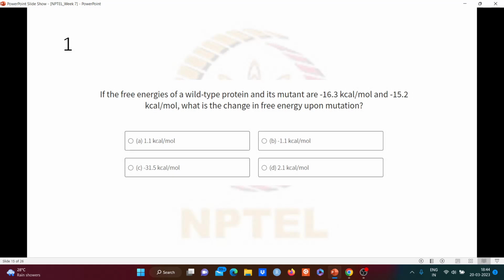Okay, the first question for today is: if the free energies of a wild type and mutant are given, what is the free energy change upon mutation? Consider free energy as a thermodynamic property or value given. So what will be the answer?